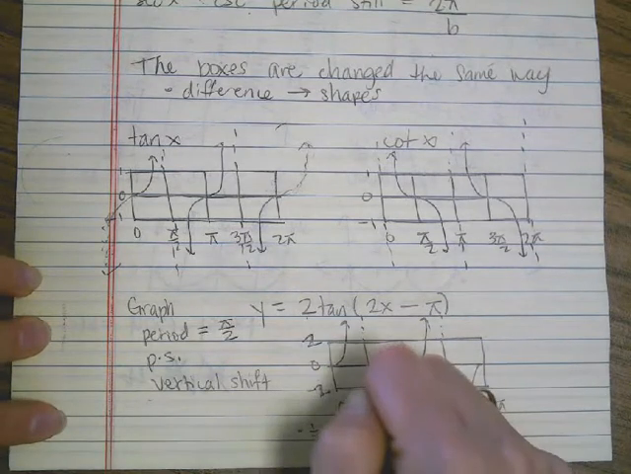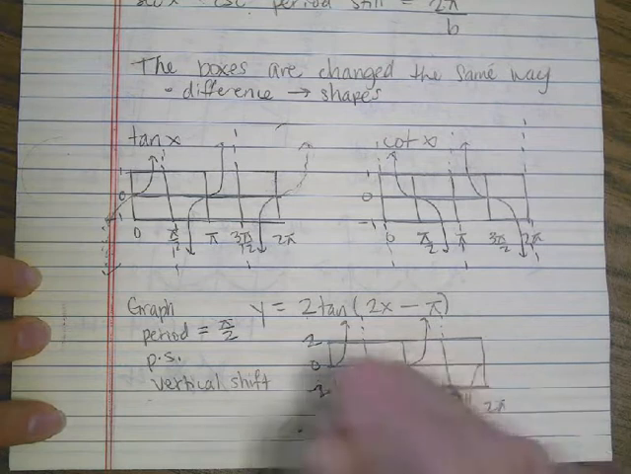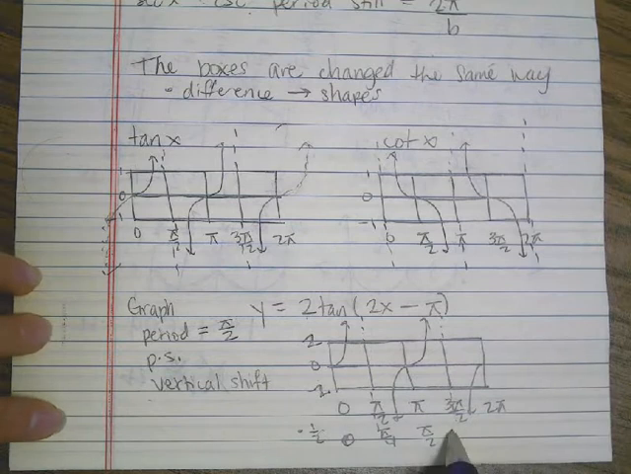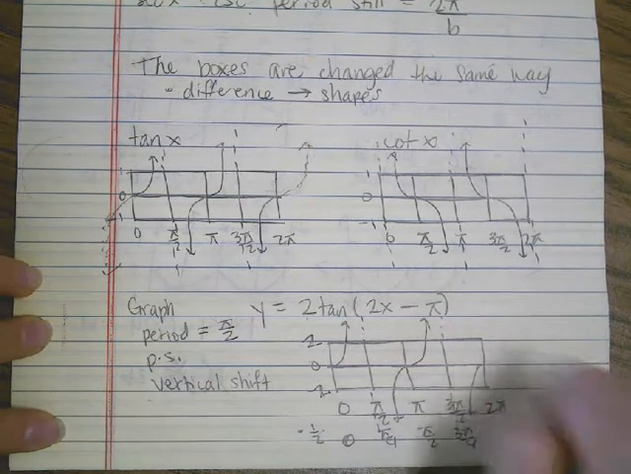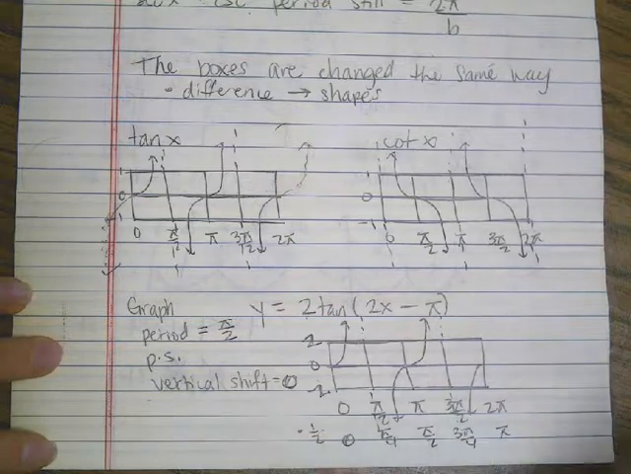So 0 times 1/2 is 0. 1/2 times pi over 2 is pi over 4. 1/2 times pi is pi over 2. 1/2 times 3 pi over 2 is 3 pi over 4. And 1/2 times 2 pi is pi. There was no vertical shift because there's nothing on the end.